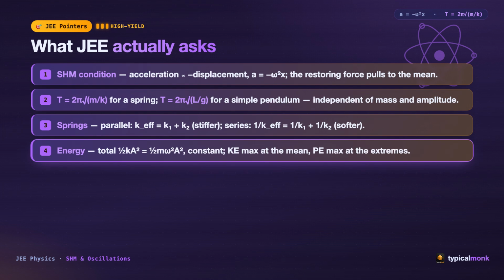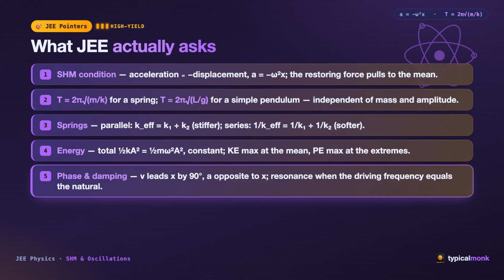Softer. 4. The energy. The total is half k a squared, also half m omega squared a squared, and constant. Kinetic maximum at the mean, potential maximum at the extremes. And 5. Phase and damping. Velocity leads displacement by 90 degrees. Acceleration is opposite to displacement, and resonance occurs when the driving frequency equals the natural frequency.